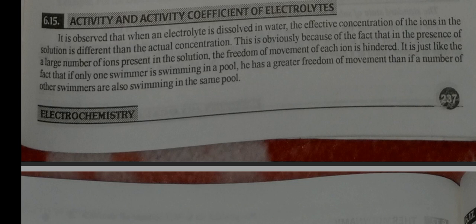Activity and activity coefficient of electrolyte. It is observed that when an electrolyte is dissolved in water, the effective concentration of the ions in the solution is different from the actual concentration. This is obviously because, in the presence of a large number of ions in the solution, the freedom of movement of each ion is hindered. It is just like the fact that if only one swimmer is swimming in a pool, he has greater freedom of movement than if a number of other swimmers are also swimming in the same pool.